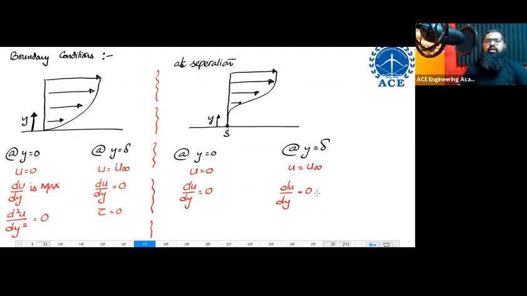Remember these boundary conditions. You can take a snapshot of this particular slide. With this, we complete the chapter of boundary layer theory along with problems. Okay, we don't have much time to start the next chapter. I'll take up some of your questions if you have any.